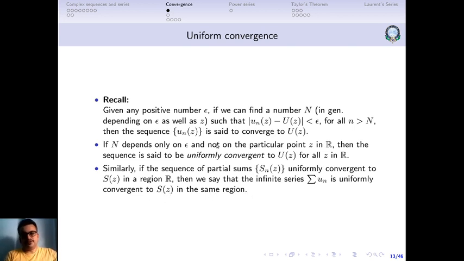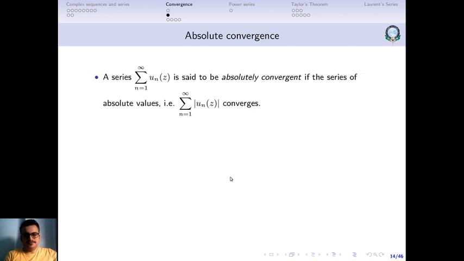So this is the idea of uniform convergence. The condition for convergence is that whichever parameter n I give in response to your epsilon, if that n is independent of the specific point z, then this convergence is said to be a uniform convergence.